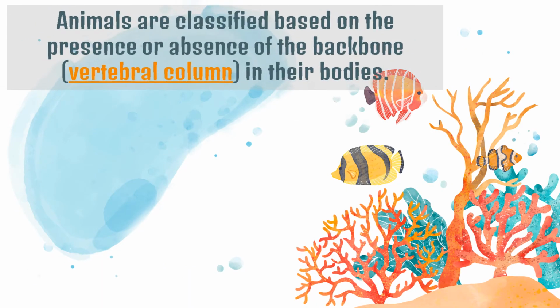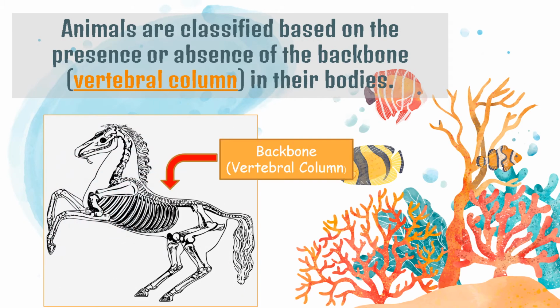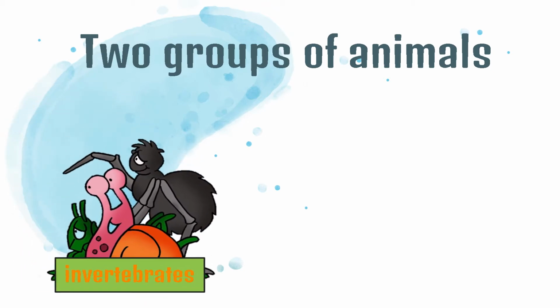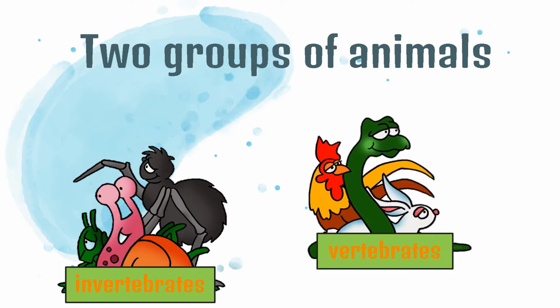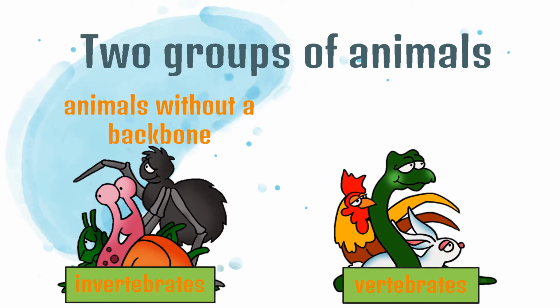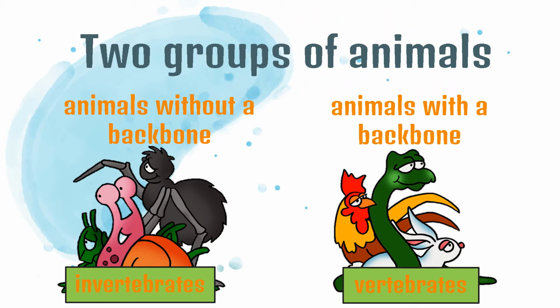Well, animals are classified based on the presence or absence of the backbone, which is also known as vertebral column in their bodies. The animal kingdom is divided into two distinct groups, namely invertebrates and vertebrates. Invertebrates are animals without a backbone, and vertebrates are animals with a backbone.